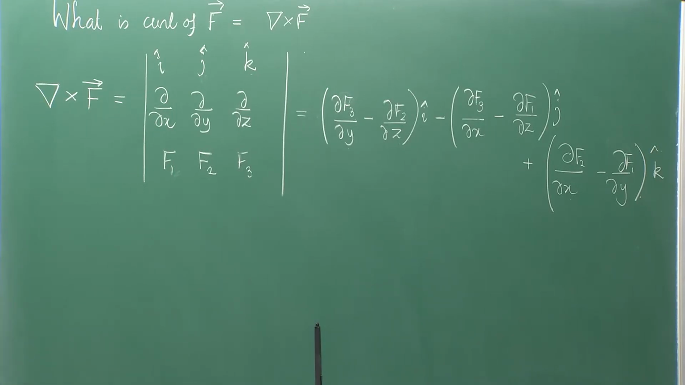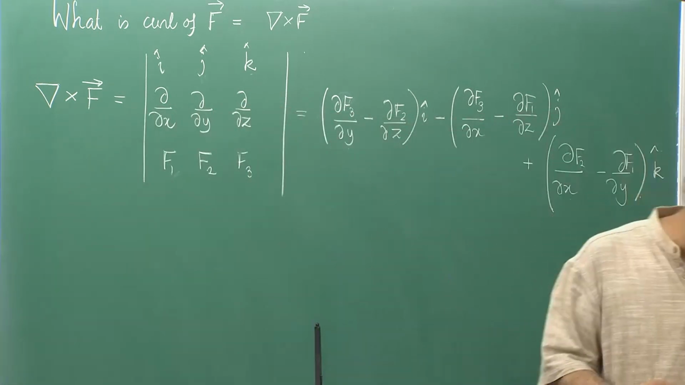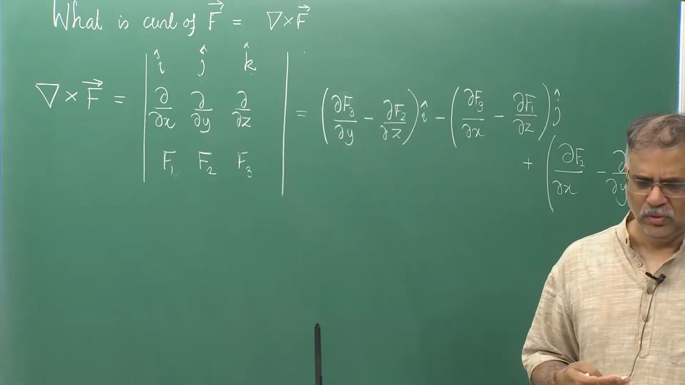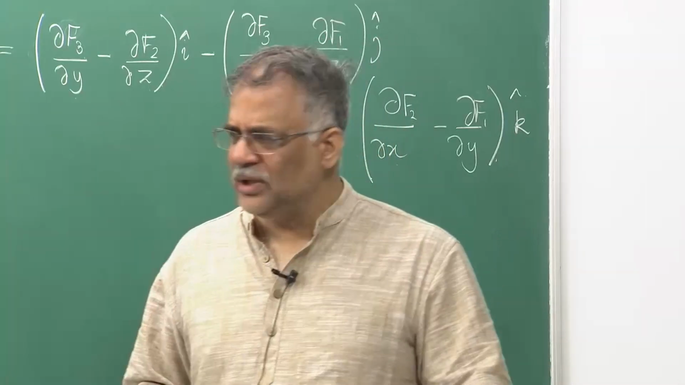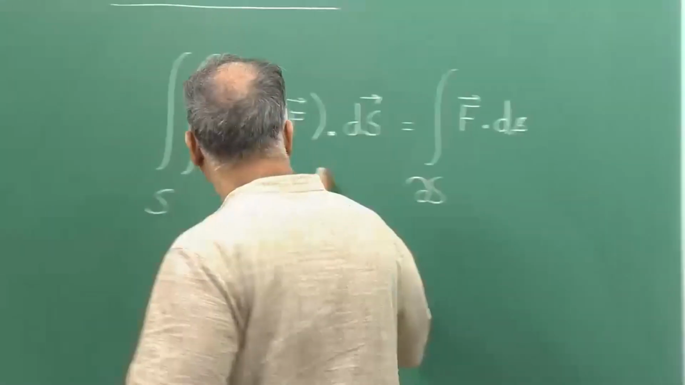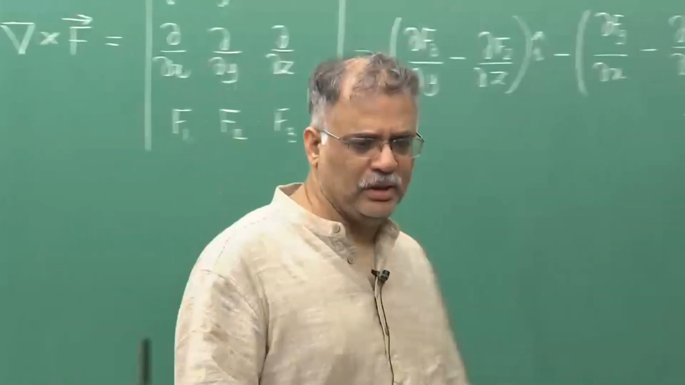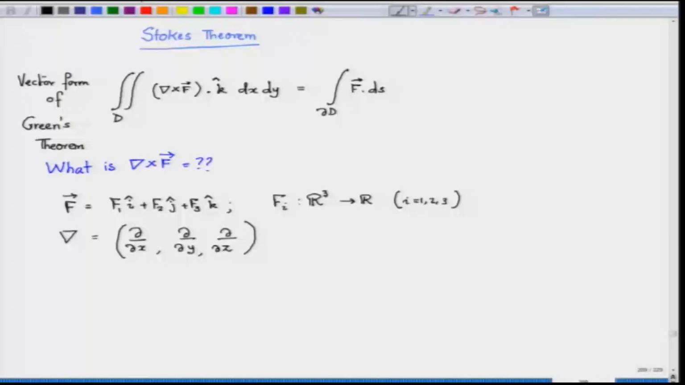Now, once I know what curl of f is, I would like to show the difference between the Stokes theorem that I have written here and the Green's theorem in the vector form that I have written down here. You observe that in the Green's theorem in the vector form, we do not use a surface, but we take a domain in R2 and work on R2, but here we are in R3.